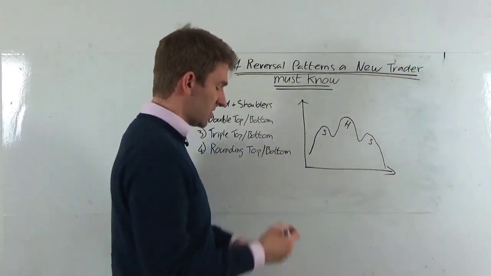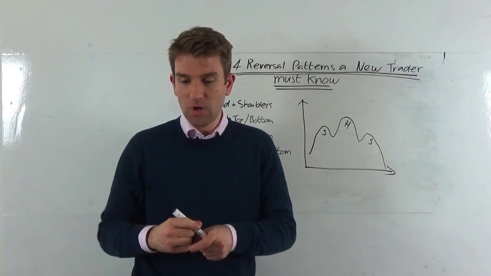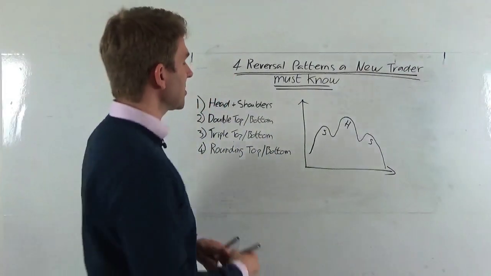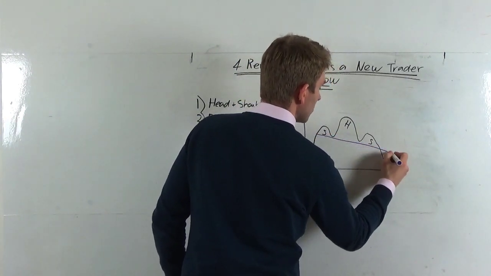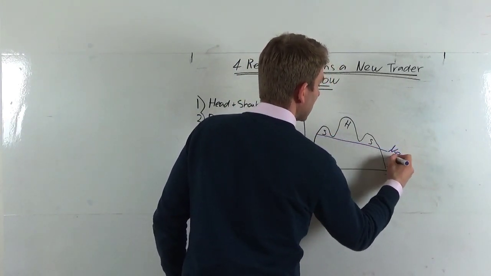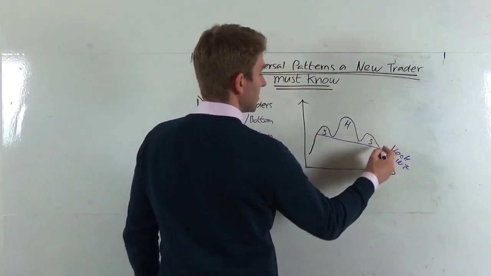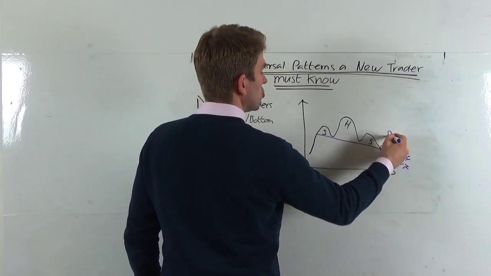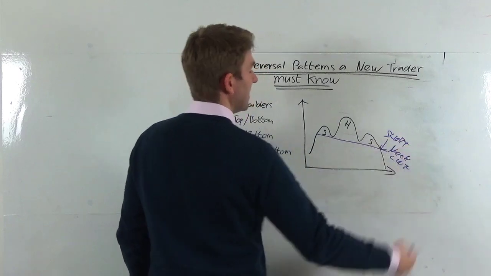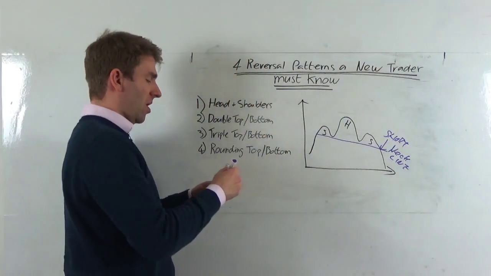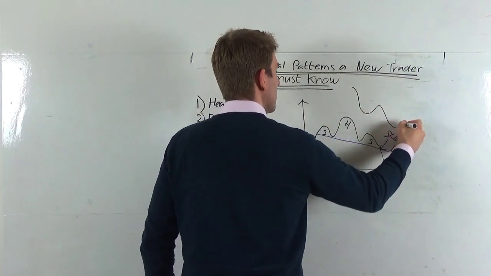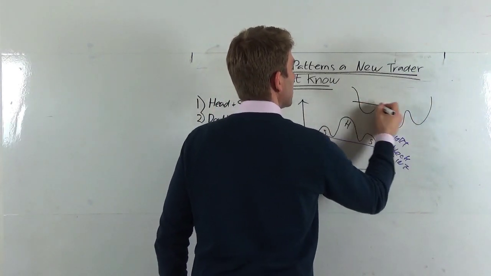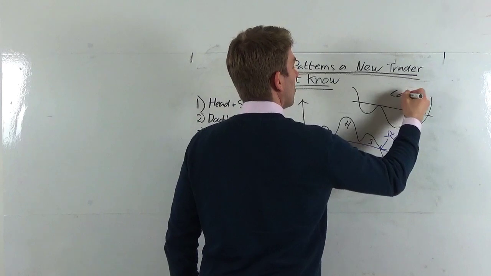And textbooks will say, let me use a different color pen, let's go with the purple, that you short on a break of what's called the neckline. That's the neckline there. As the market breaks there, you go short here. That's the idea of the trade. And obviously, if you are buying an inverse head and shoulders, it would be the same kind of thing. Your shoulder, your head, your other shoulder, there's your neckline, and you'd be going long.